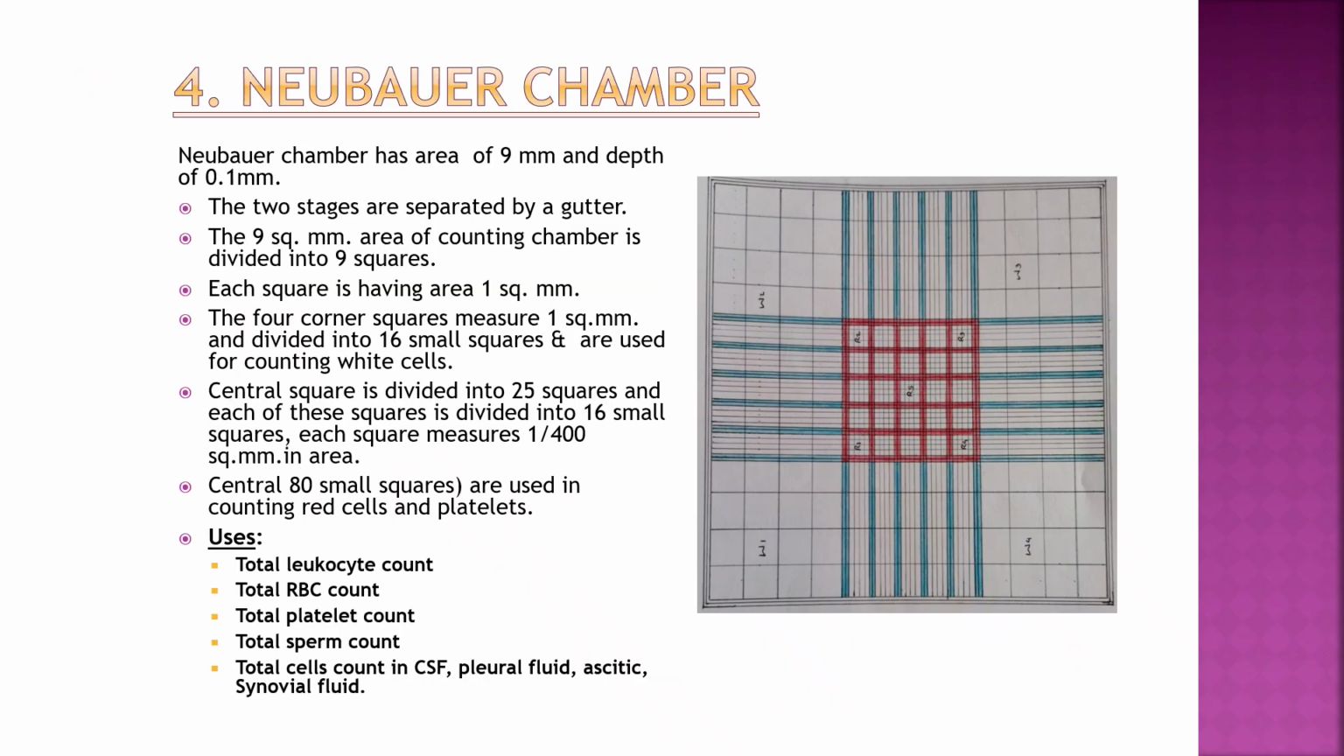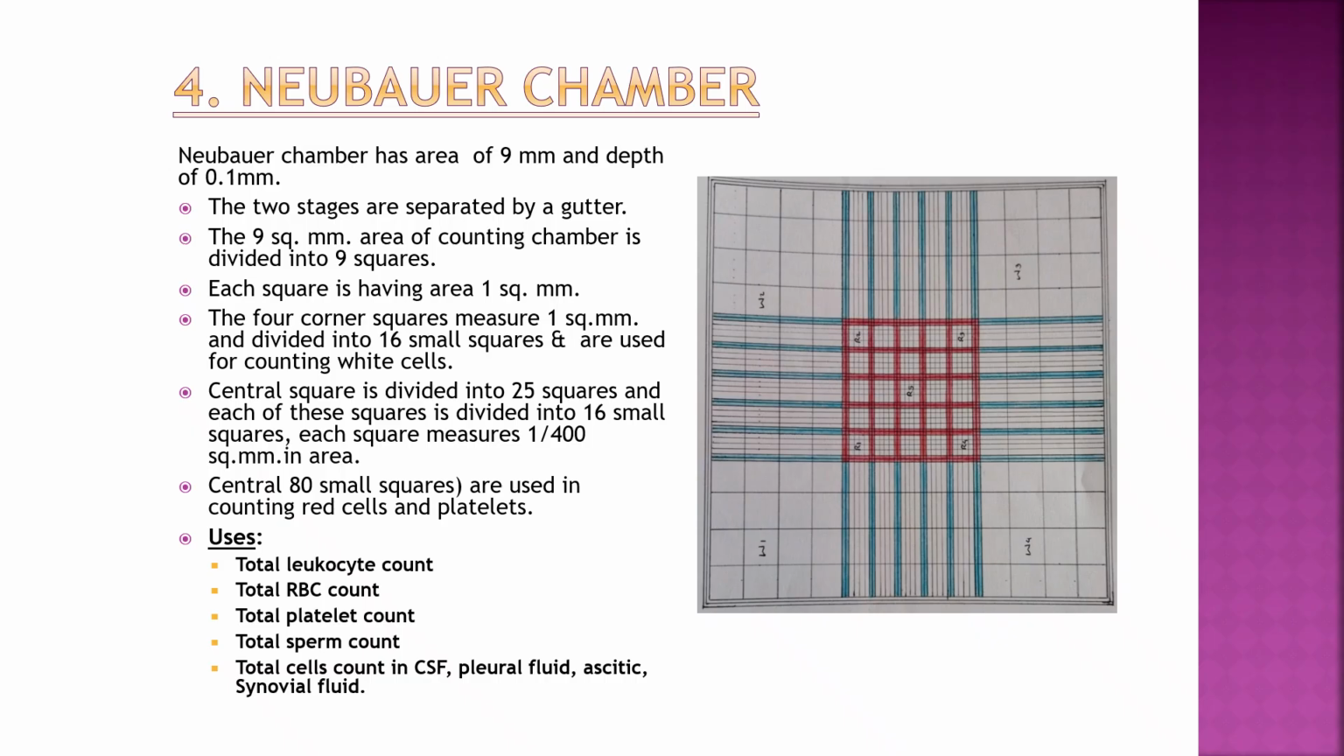The fourth thing is the Neubauer's chamber. It is also called the counting chamber. It has an area of 9 square millimeter and a depth of 0.1 millimeter. It has two stages separated by a gutter, that is a space. The 9 square millimeter area of the counting chamber is divided into 9 squares, that is each square is 1 square millimeter. The four corner squares measure 1 square millimeter and are divided into 16 small squares, and are used for counting WBCs. The central square is divided into 25 squares, and each one is again divided into 16 small squares, so that the central square is used for counting red cells and platelets.